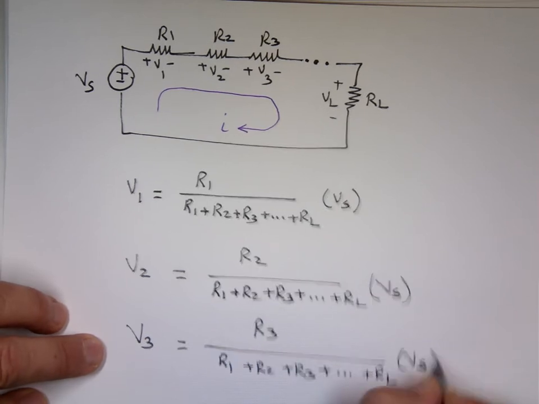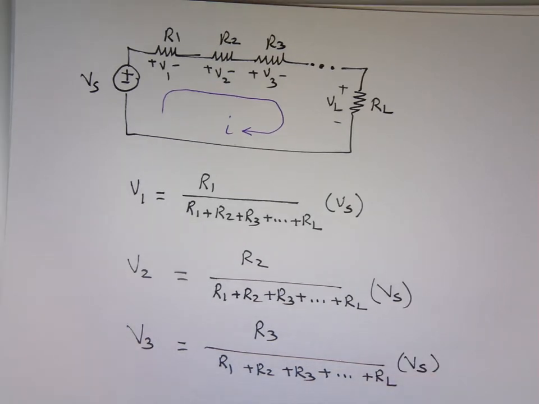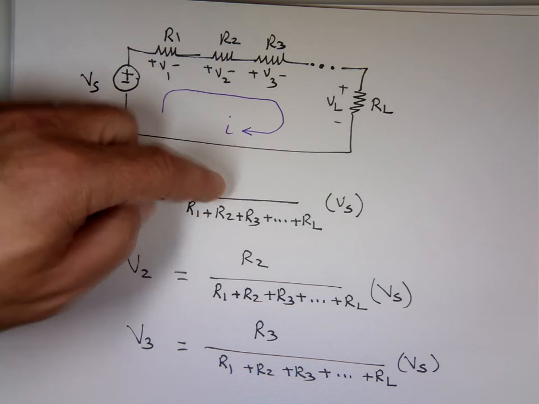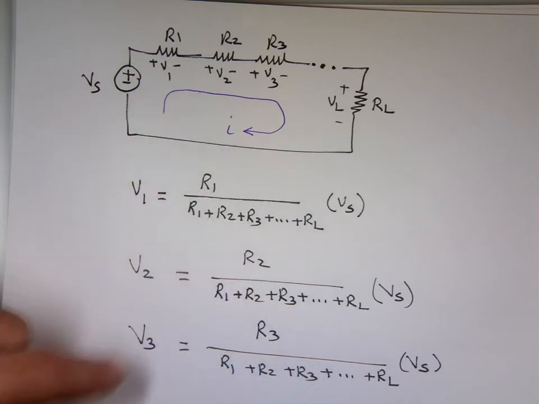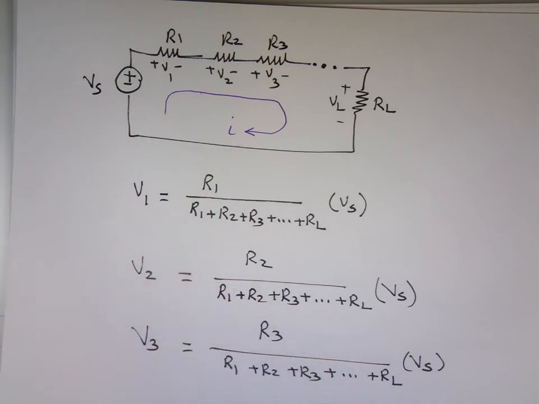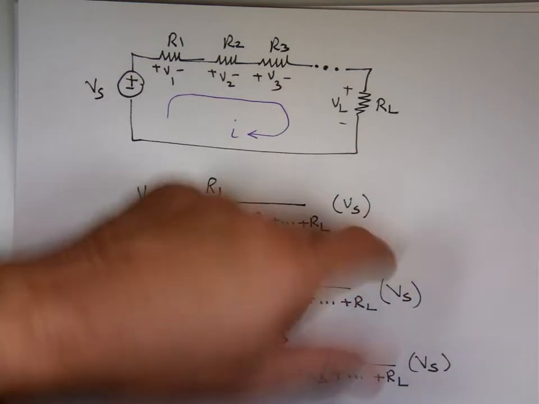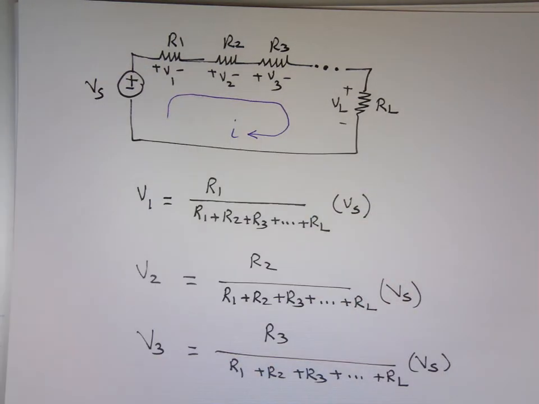And you can give R sub 4 and V4, V5, VL, whatever you want to do. They all have the same look, except when it's V1, you have R sub 1 on the top. When it's V2, you have R sub 2 on the top. When it's V3, you have R sub 3 on the top. The bottom is the same. The source is the same. That's your voltage division.